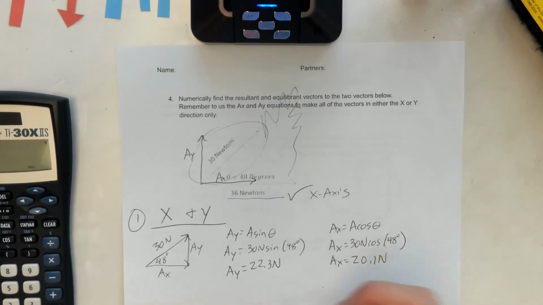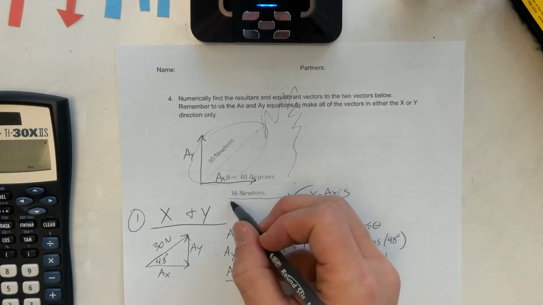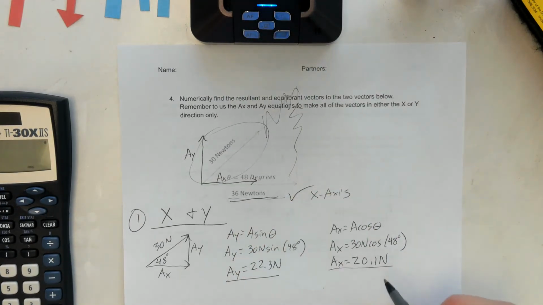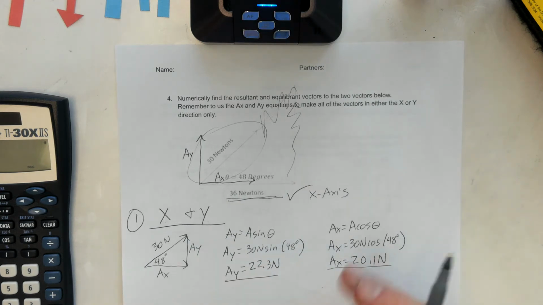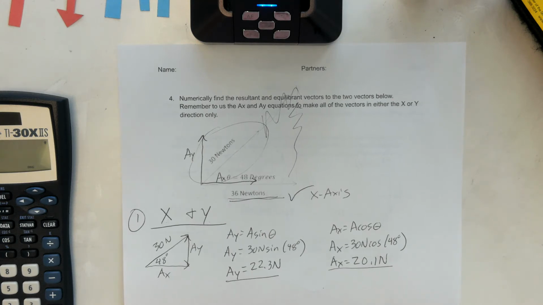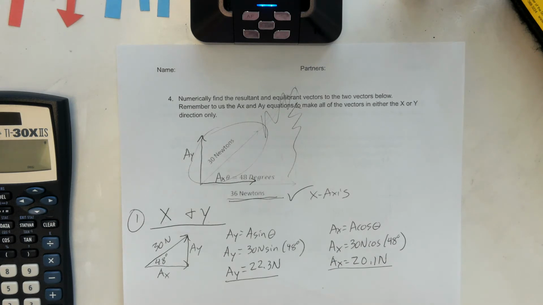Now, I have something in the y direction, one thing in the x, another thing in the x. So everything's either x or y. I've done the first step. Now, next step, make a right triangle. So now let's see. I'll do ax first. So ax equals 20.1 newtons. And again, this means line it up tip to tail.